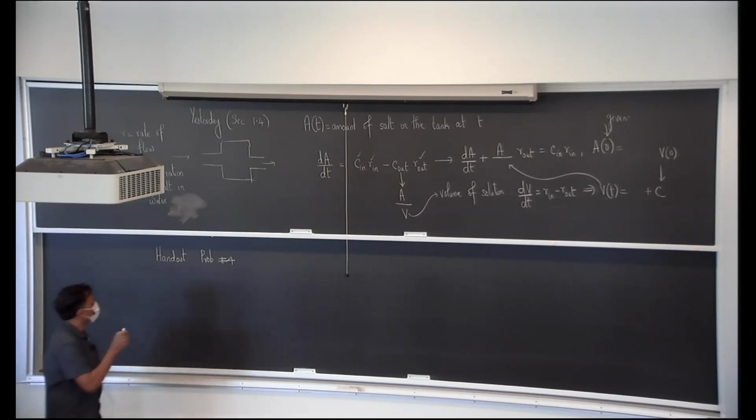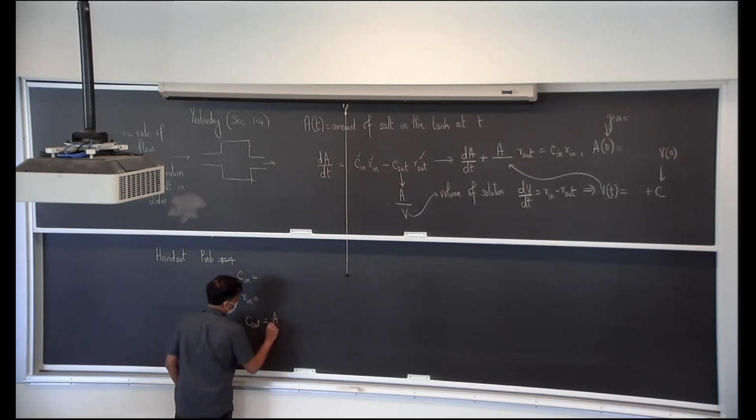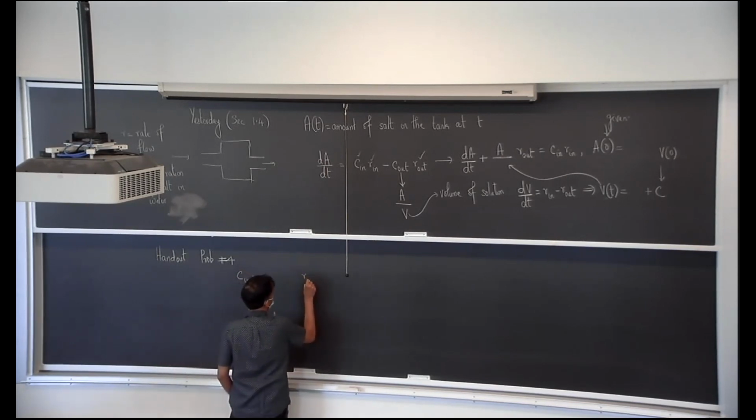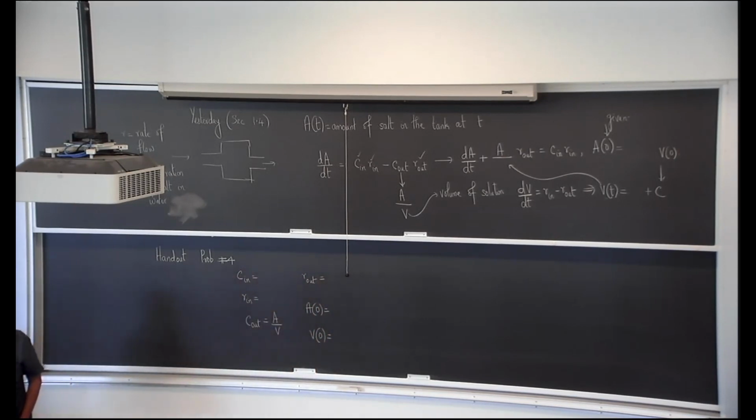All right, so let's start populating these values here. So C in, I hope all of you are comfortable with these notations. So C in looks like 2, R in is 7, and R out is 5.